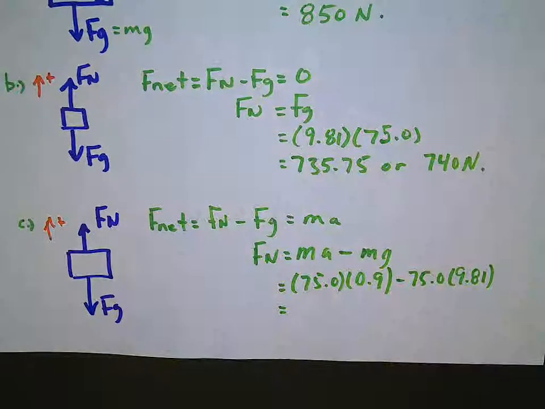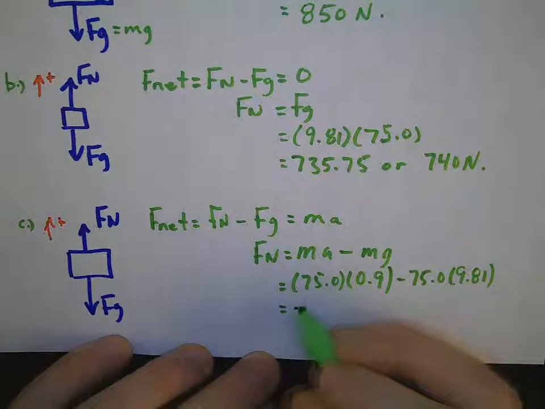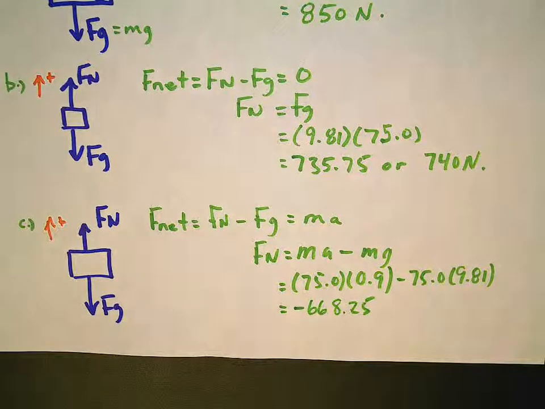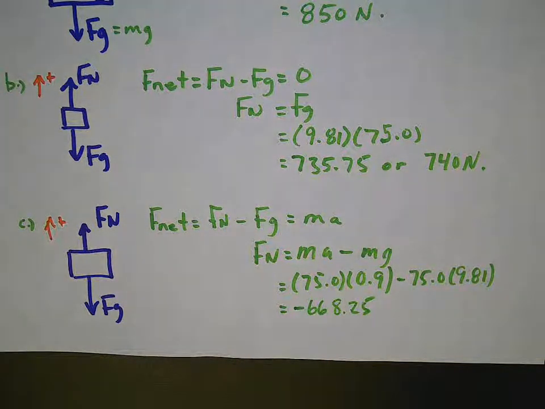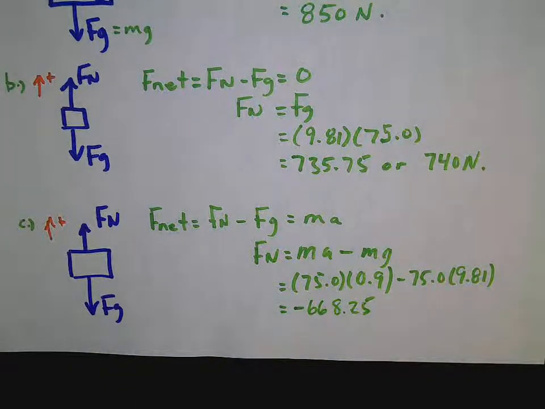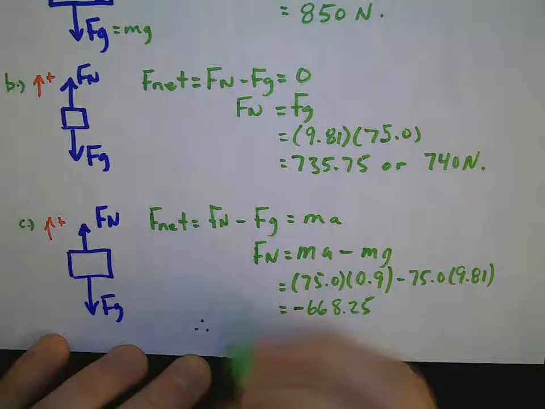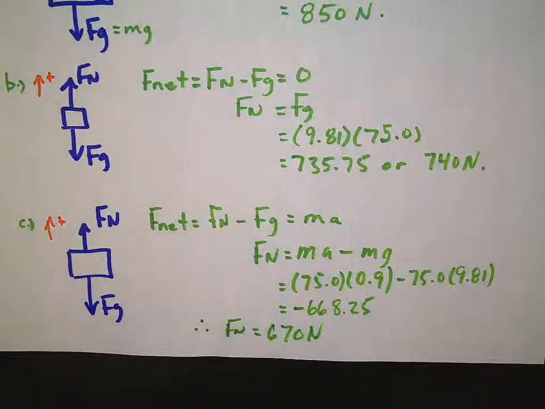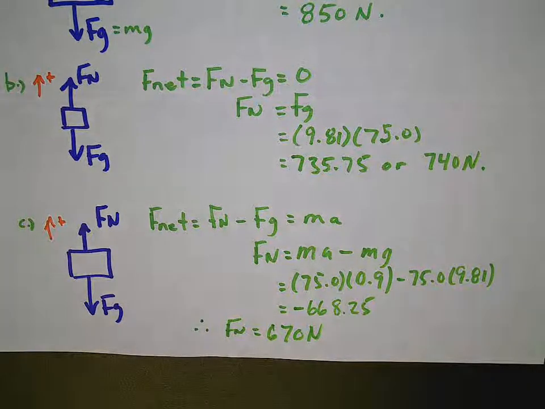Which we get 668.25. Checking that quickly on my calculator here. Yep. So therefore, Fn is 670 newtons. Downward acceleration makes the apparent weight less than the normal weight, which makes sense.